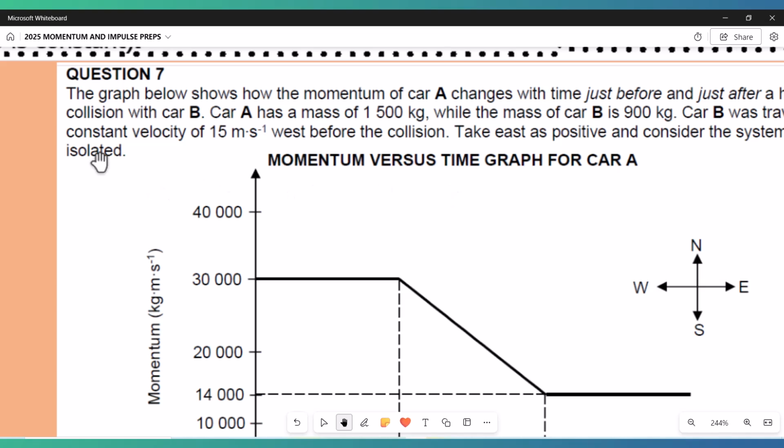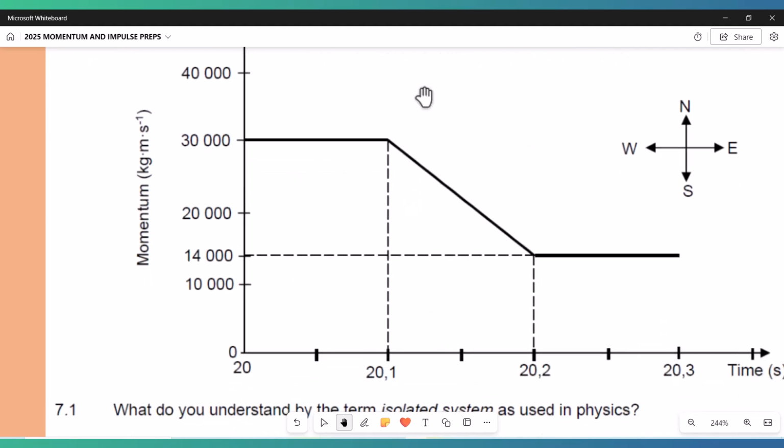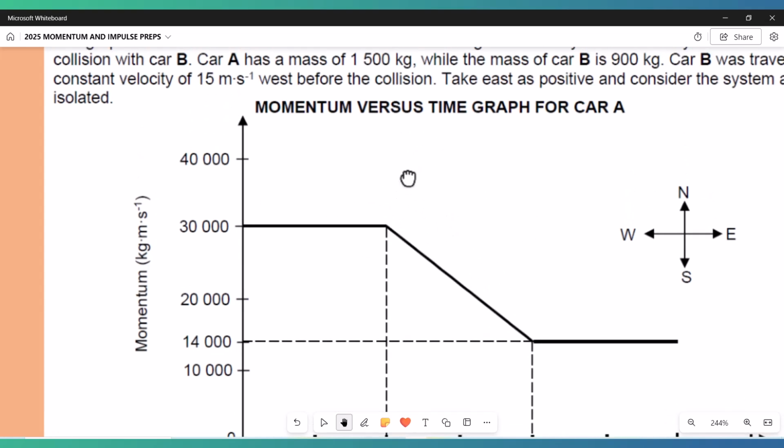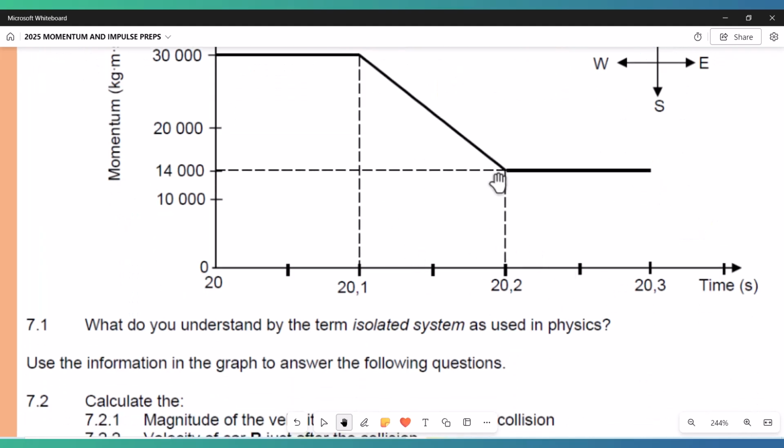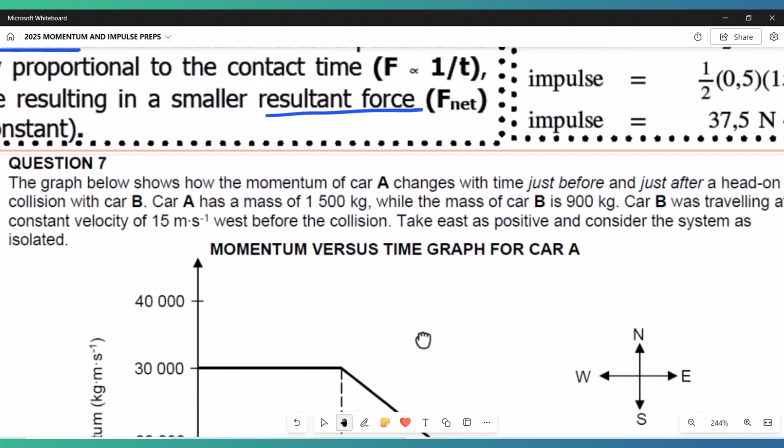I repeat, the graph below shows how the momentum of car A changes with time. So this graph is for only car A. There's no car B here. This is for car A, and this is momentum on the y-axis, and this is change in time in seconds, for car A. So they said that car A has a mass of what?